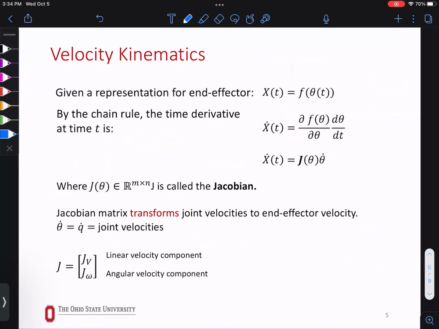Now, the Jacobian will have two portions. One will be related to the linear velocity, one related to angular velocity. All right? We will find out a few interesting things about the Jacobian once we start solving a few problems. We're going to start with a very simple problem.